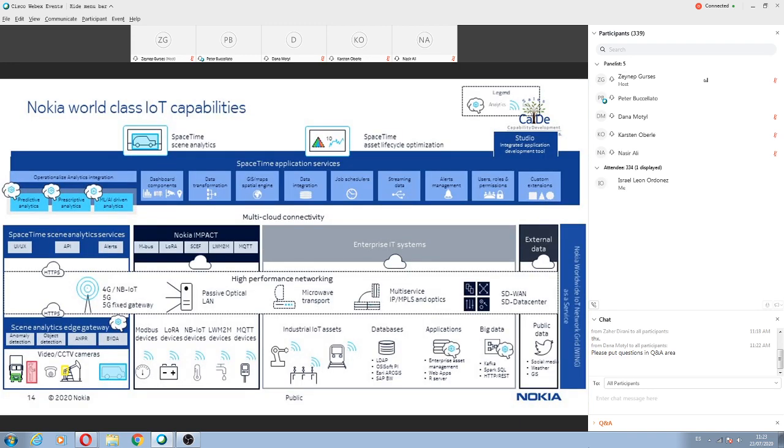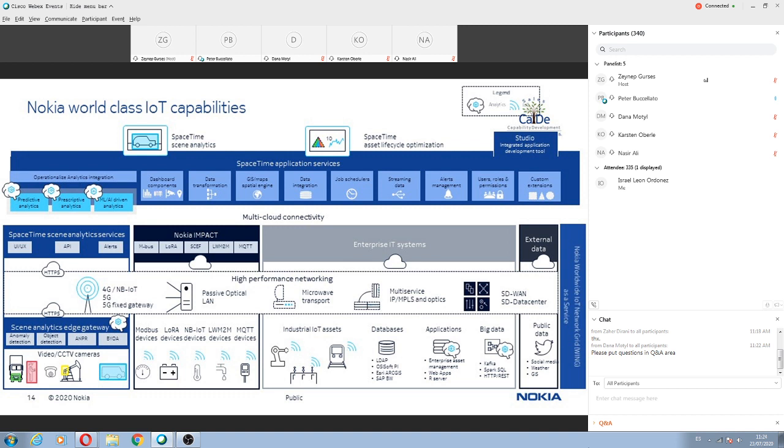So what is the product and solution? Just from a very, very high level perspective, here are the layers of Nokia type of solutions from networking to applications, to our application services and some of the products that are part of our application services portfolio within the Analytics and IoT solution.